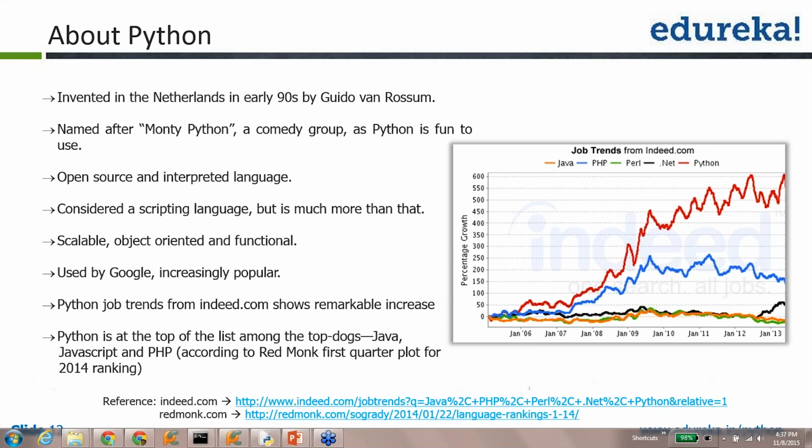It is increasingly popular, and it has been used by Google for several years. It is a scalable programming language. It is object oriented and functional in nature. The job trends from Indeed.com show that there is a remarkable increase in the number of people working on Python, and people are switching jobs, learning Python, and moving on to a newer role where they get to use Python. So Python is at the top of the list among the top dogs like Java, JavaScript, and PHP.